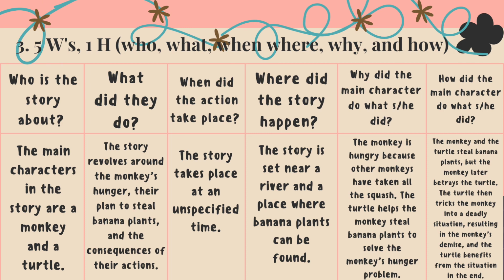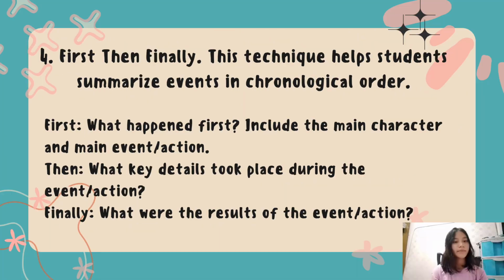Why did the main character do what he did? The monkey is hungry because other monkeys have taken all the squash. The turtle helps the monkey steal banana plants to solve the monkey's hunger problem. How did the main character do what he did? The monkey and the turtle steal banana plants, but the monkey later betrays the turtle. The turtle then tricks the monkey into a deadly situation, resulting in the monkey's demise, and the turtle benefits from the situation in the end. And that is how the 5W's and 1H work.